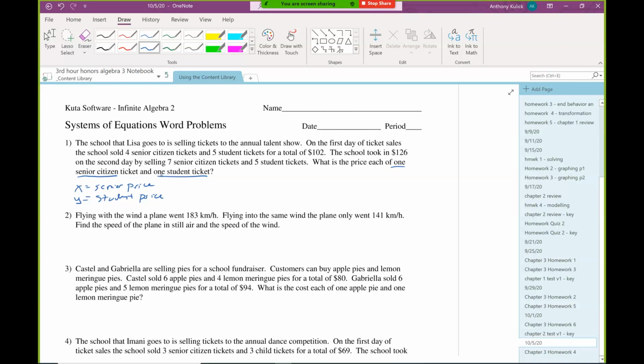Everybody's okay so far? Okay, now we're given a bunch of information, right? We have what happened on day 1 and what happened on day 2. Hopefully that strikes you as, okay, I can use day 1 as one equation, and I can use day 2 as a second equation, right? And maybe we should really say that these are really rates, right? That's the price per ticket. You guys agree with that?